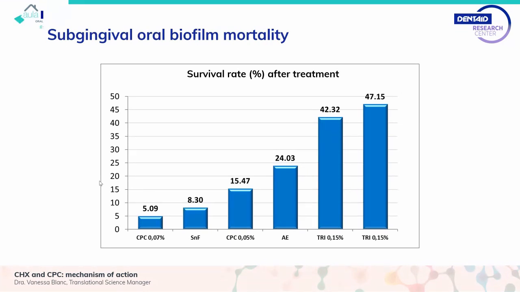This graph shows the active ingredients of the mouth rinses selected. This is a product with CPC 0.07%, stannous fluoride, CPC 0.05%, essential oils, and again 2 formulations of triclosan. And you can see that the survival rate of the biofilms treated are completely different. Sometimes in vivo it's difficult to see these differences, but in vitro they are clearly different.